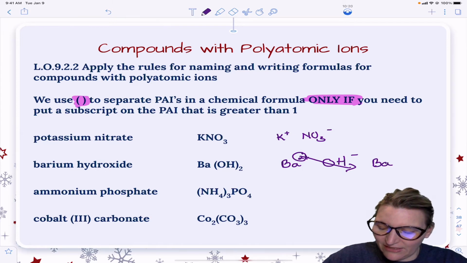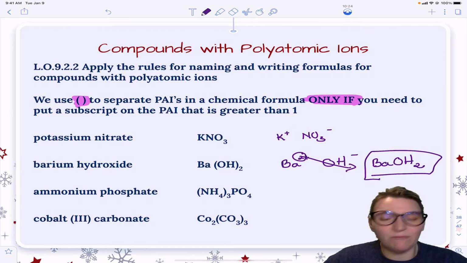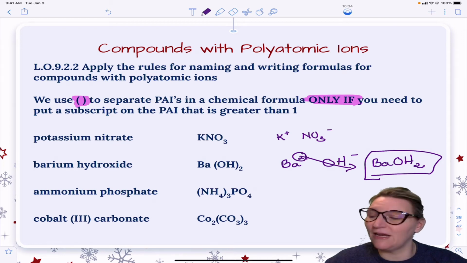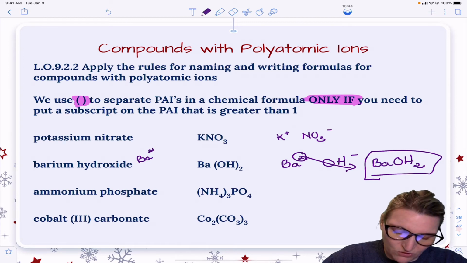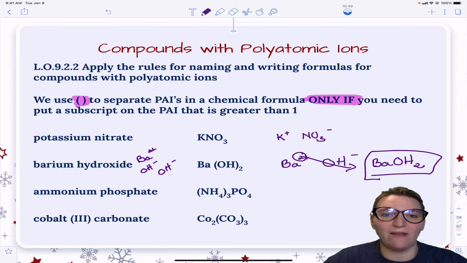Because if I just wrote BaOH2, this is something completely different. This is 1 barium, 1 oxygen, and 2 hydrogen. And that's not what barium hydroxide is. Hydroxide is always OH-. It's never anything different than OH-. So I always need to have the OHs together. I'm saying I need 2 OHs because if barium is 2+, I need 2 OH- to make a neutral compound.